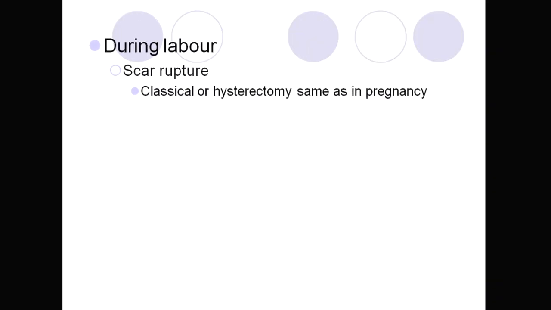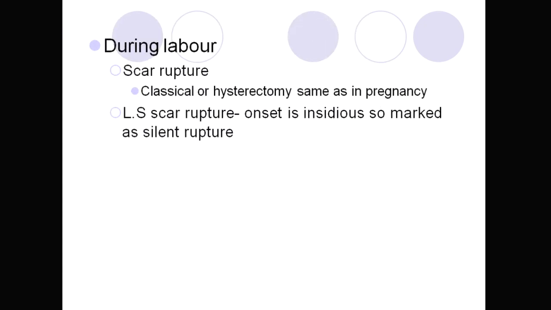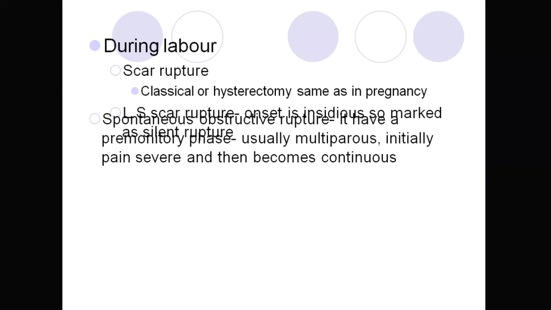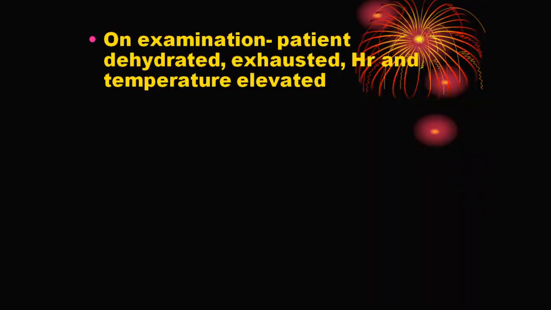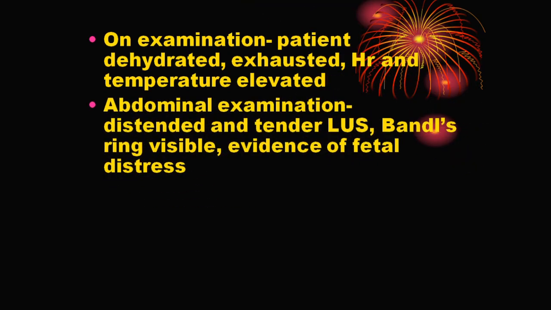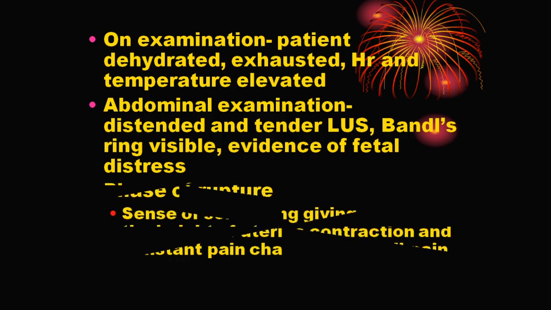During labor, scar rupture, classical or hysterectomy, same as in case of pregnancy. Lower uterine scar rupture, onset is insidious, so marked as a silent rupture. Spontaneous obstructive rupture, it has a premonitory phase, usually in multiparous, initially pain severe, then it becomes continuous. On examination, patient is dehydrated, exhausted, heart rate and temperature are elevated. Abdominal examination shows distended and tender lower uterine segment, Bandel's ring visible, evidence of fetal distress.